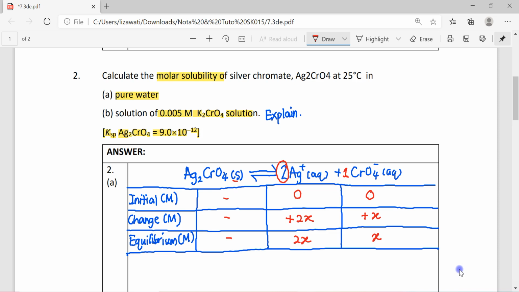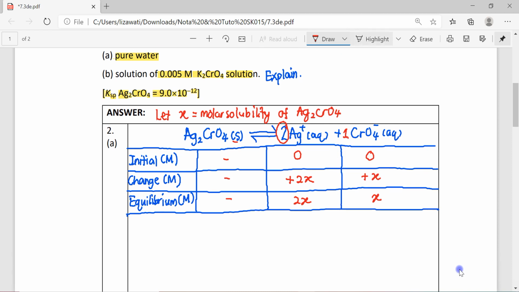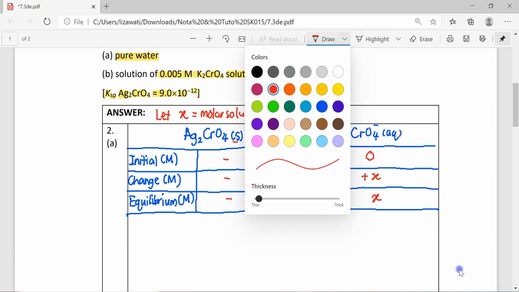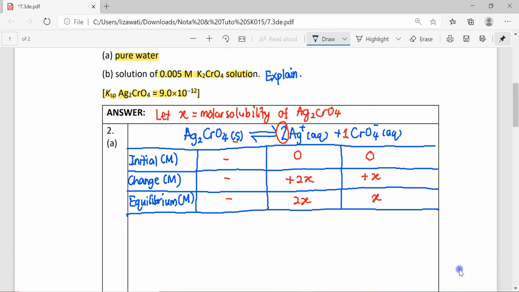Right, so before I forget, you have to write the assumption. Let x equal the molar solubility of silver chromate. So you have to write this assumption, then write the equation and also the ICE table. Alright, next, what should we do? So write the KSP expression.